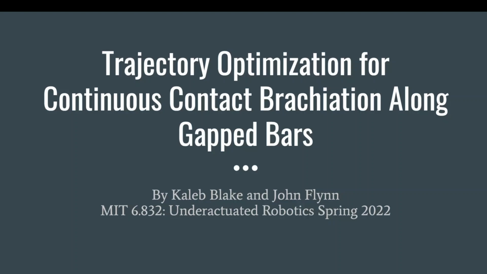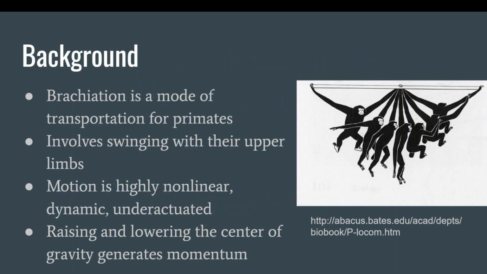Our project is on trajectory optimization for continuous contact brachiation along gapped bars. Brachiation is a mode of transportation for primates, which involves swinging with their upper limbs and raising and lowering their center of gravity to generate momentum.